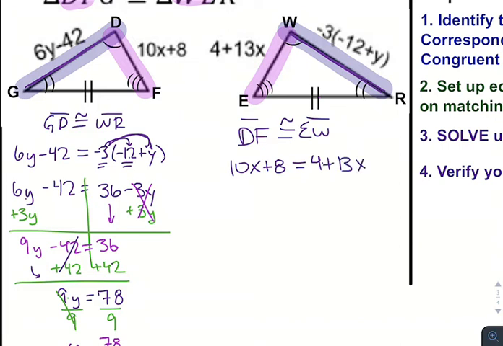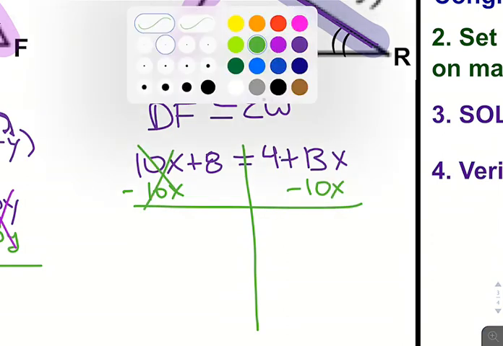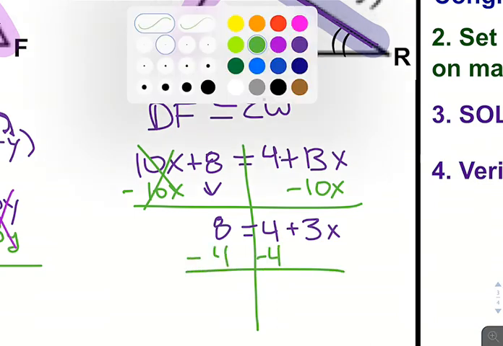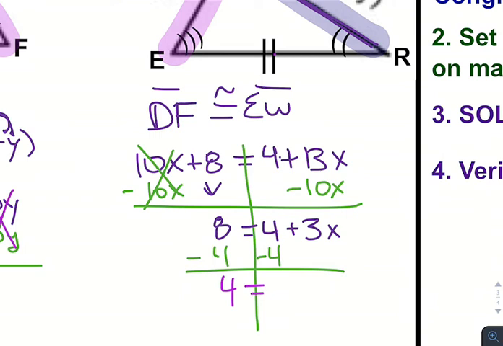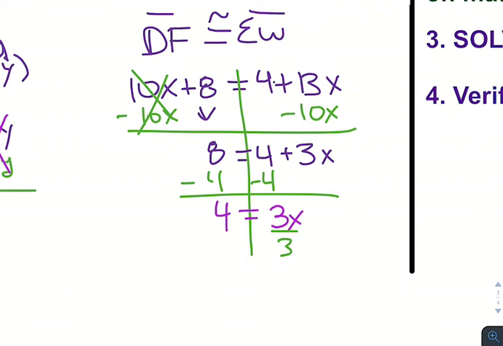Okay. So 10x cancels to 0, leaving us 8 on the left-hand side. So 4 plus, and then it's 13 minus 10, and that'll leave us with 3 x's. Okay, so let's evacuate this side by subtracting 4. So 4 is the same as 3 x's. Okay, so divided by 3, divided by 3. Okay, canceled to 1, excuse me. So we have x is equal to 4/3, or that's just going to be 1.3 repeating.